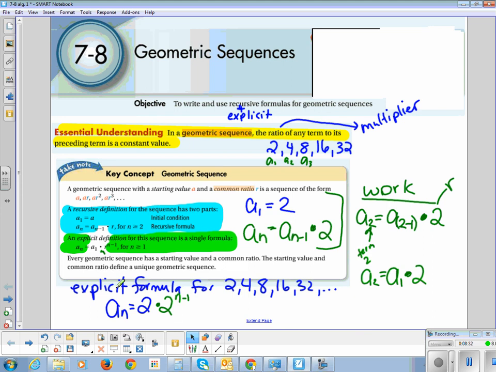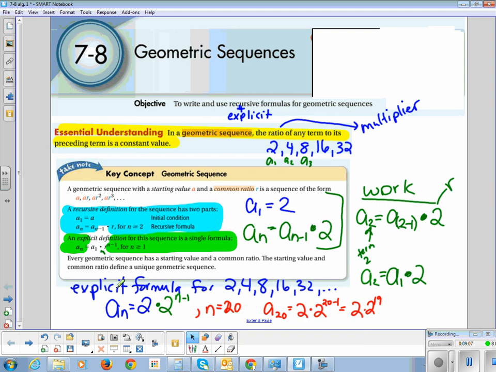This is the explicit formula. I don't do anything else with this when I'm just writing the explicit formula. But what I can do is I can say, what is this when n equals, we'll go 20. We'll make it crazy. So then a sub 20, that means this is the 20th term, is 2 times 2 to the 20 minus 1, which is 2 times 2 to the 19.